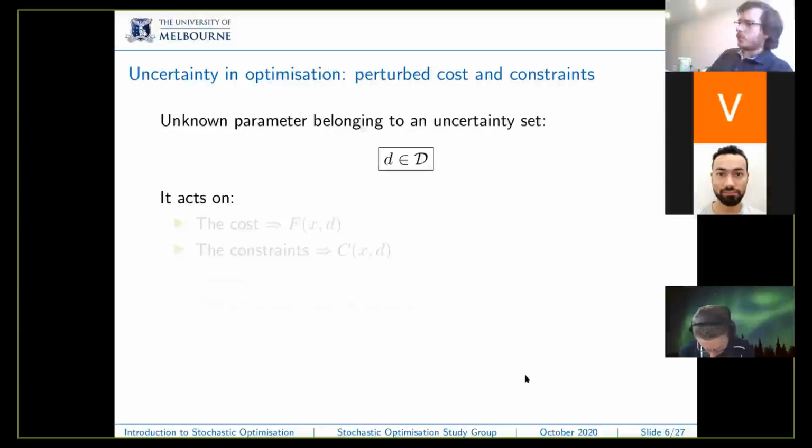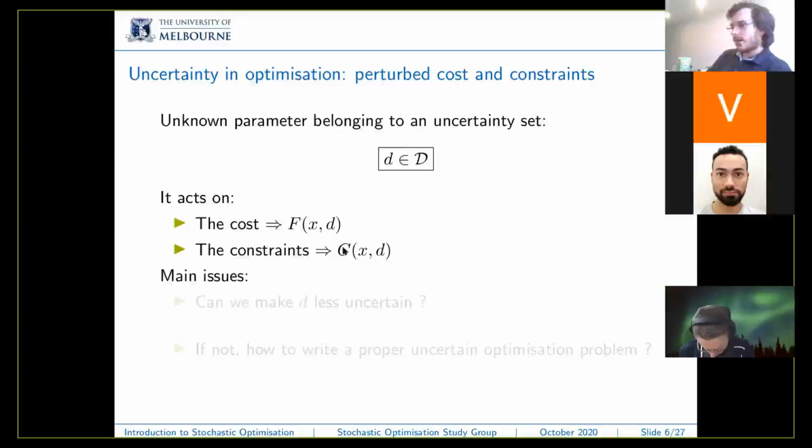So how do you represent it? Well, usually we consider the uncertainty to be some unknown parameter belonging to an uncertainty set. Here the parameter will be called D, and the uncertainty set will be this calligraphic D. In the optimization context, we suppose that this uncertainty acts on the cost. So we have a new cost depending on the decision variables and the uncertain parameter, and it also acts on the constraint in the same way. So we have a new constraint.